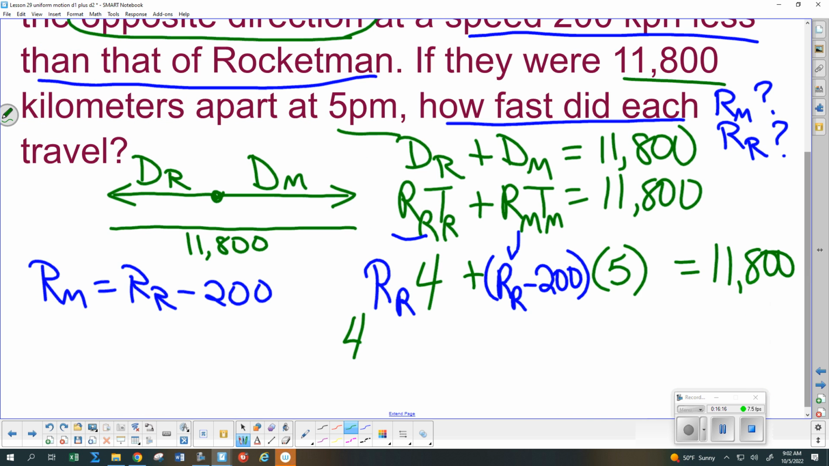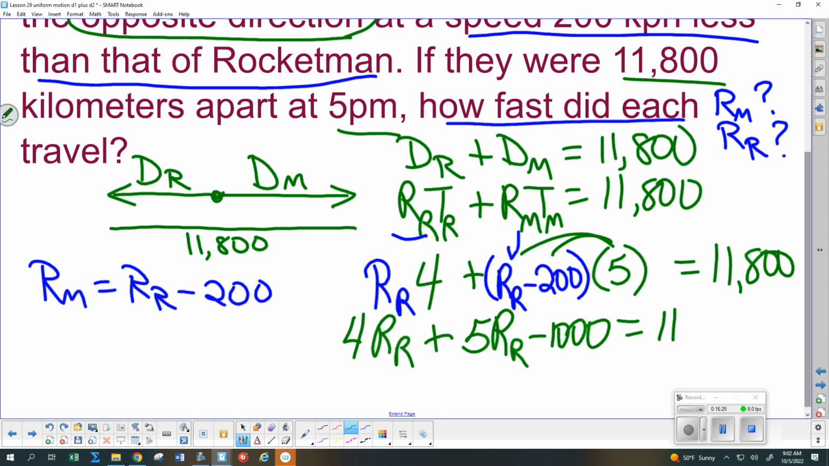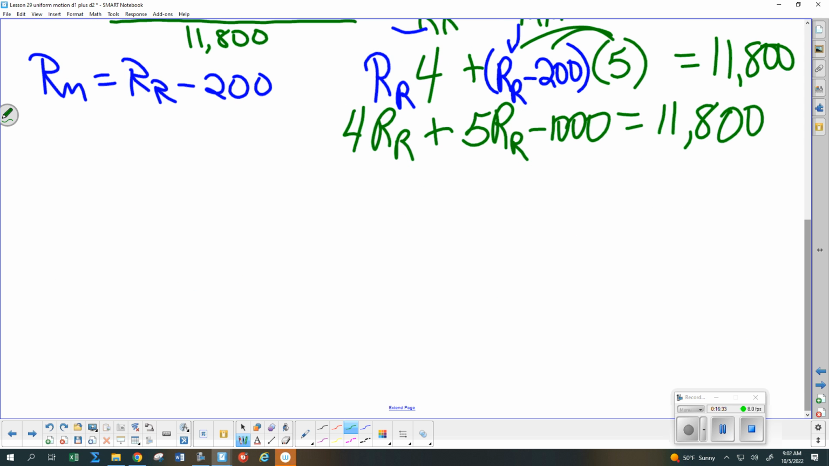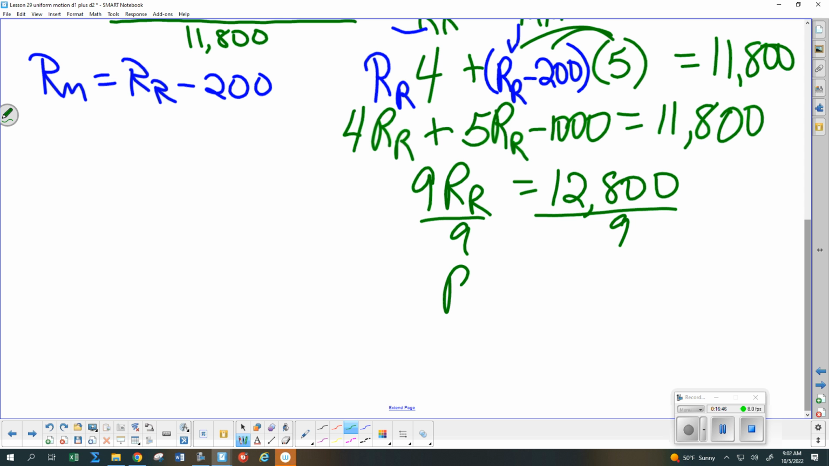Okay, so now we have 4RR plus distribute our 5. 5RR minus 1,000 equals 11,800. So what, 9RR, add 1,000 to both sides is 12,800. And anybody good at dividing that by 9 for me?